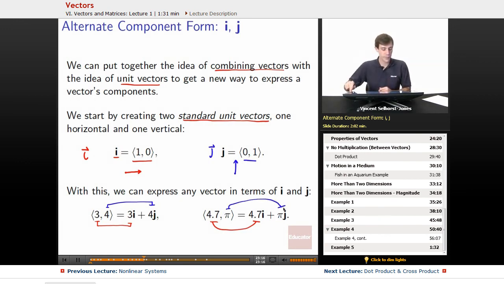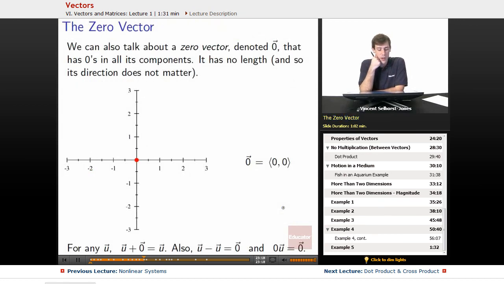Great. All right. We can also talk about a 0 vector. We denote the 0 vector with that same arrow on top of a 0, and it has 0 in all of its components. So it'll be nothing but zeros as the vector. It has no length, right? It just lives at the origin. And since it has no length, its direction doesn't matter. So here's an example, the 0, 0, 0 vector, or 0, 0, right? It's just sitting at the origin. Its distance from the origin is nothing because it's currently at the origin.